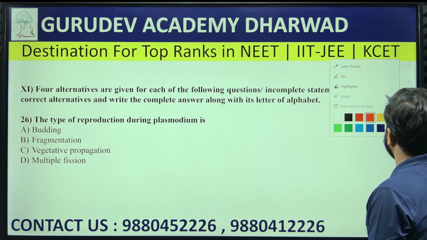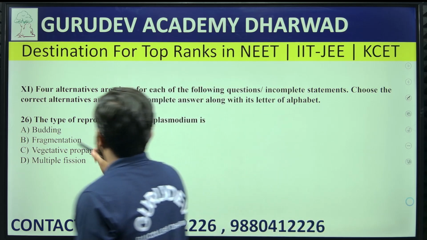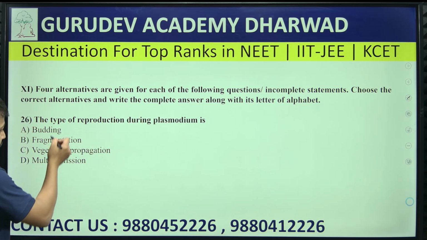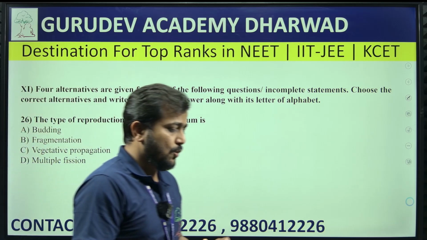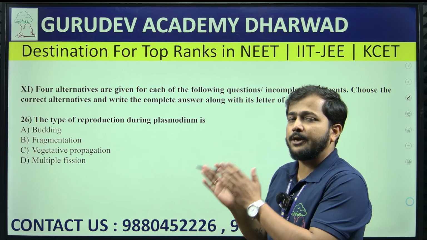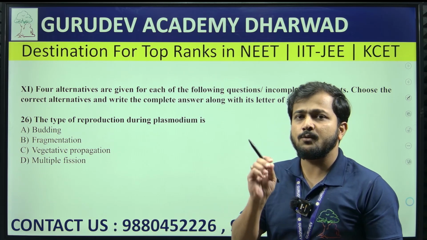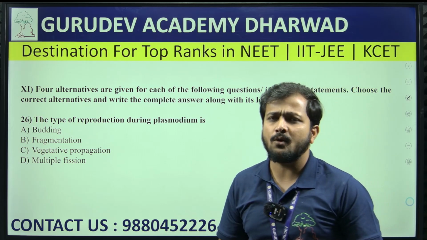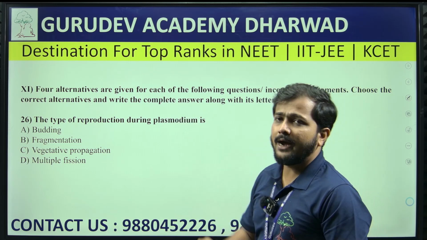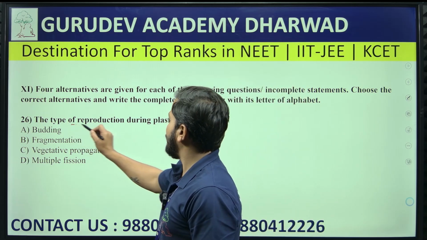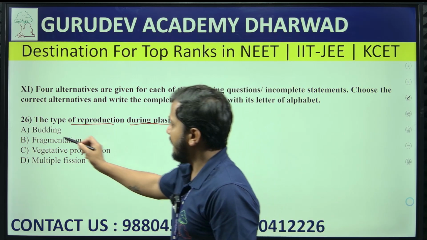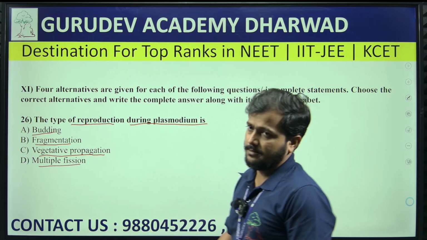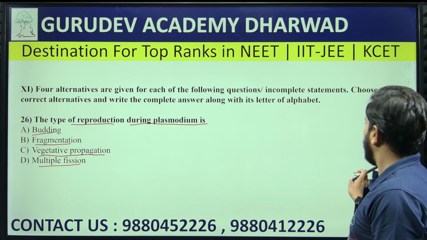With respect to these kinds of questions, what they have mentioned is the type of reproduction during the plasmodium, and they have given different options here. In some you have a multiple choice question, somewhere you have to fill up incomplete sentences too, which we call filling the blanks. So the type of reproduction during the plasmodium is either budding, fragmentation, vegetative propagation, or multiple fission. We'll try to understand what exactly this is.